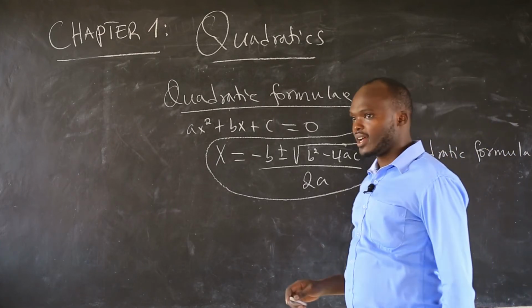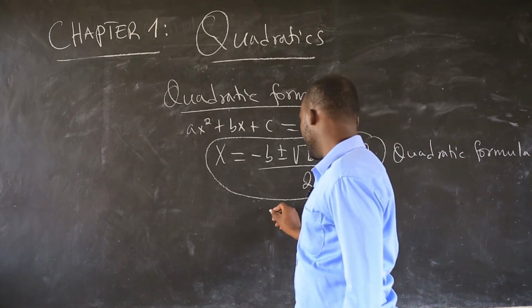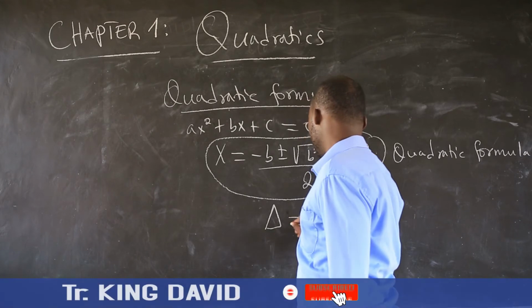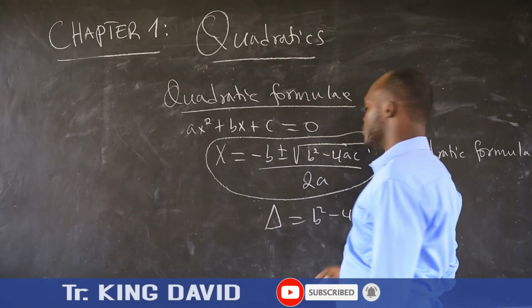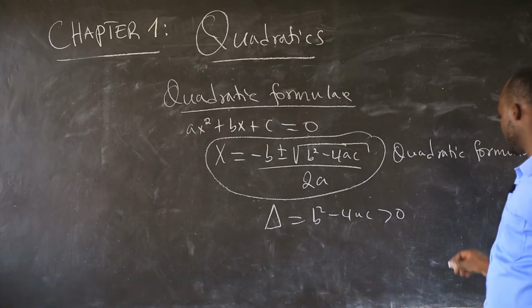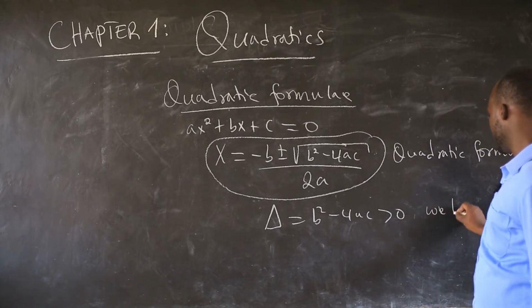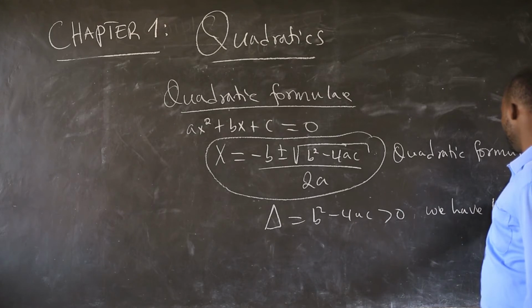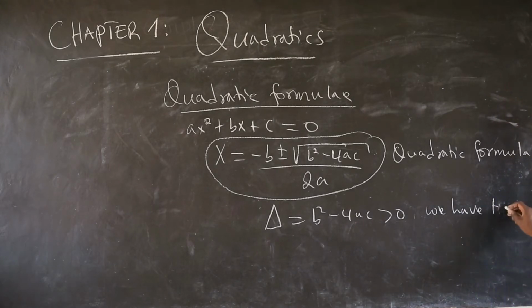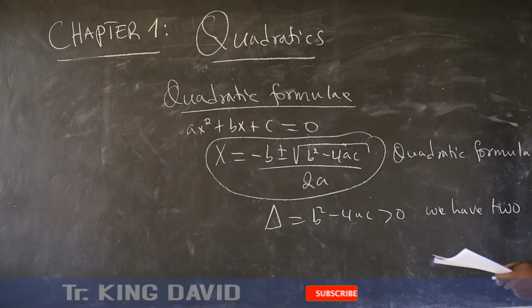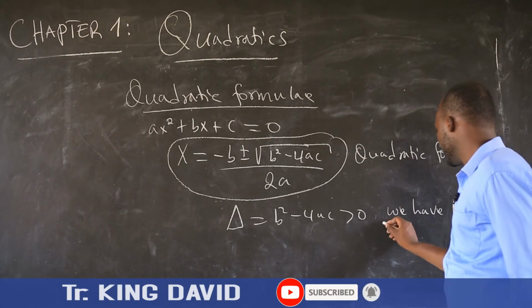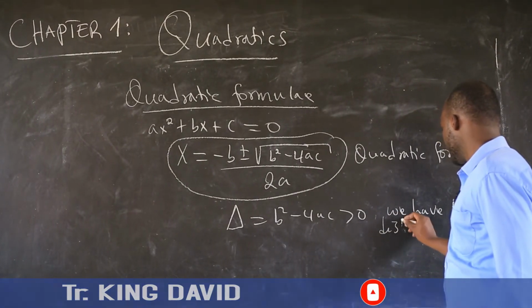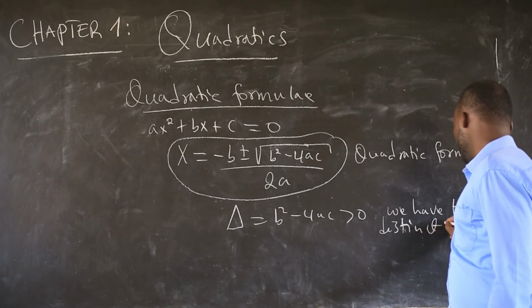This quadratic formula has three cases, depending on the discriminant, which is delta equal to b squared minus 4ac. When delta is greater than 0, we have two distinct roots, two different values of x.